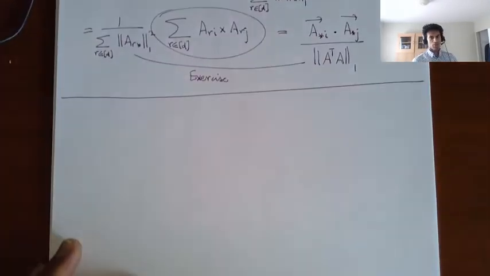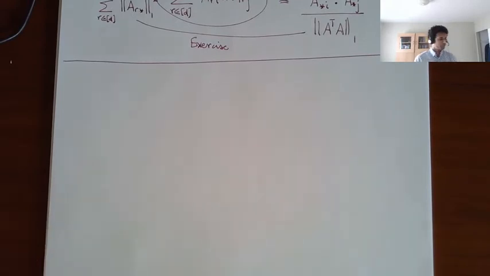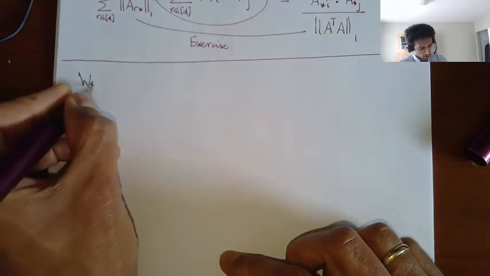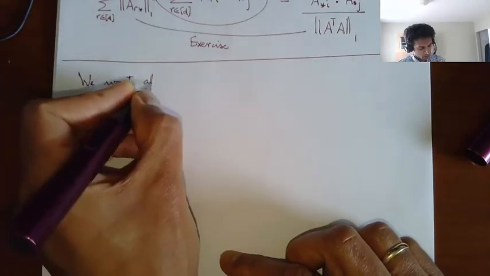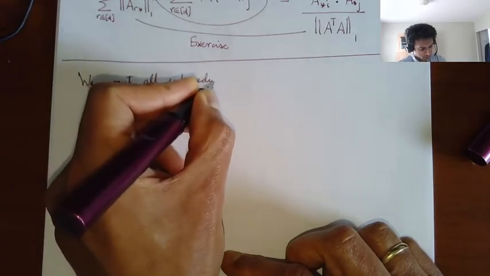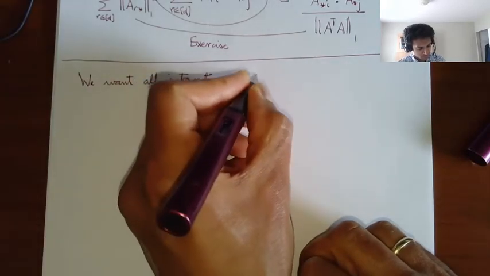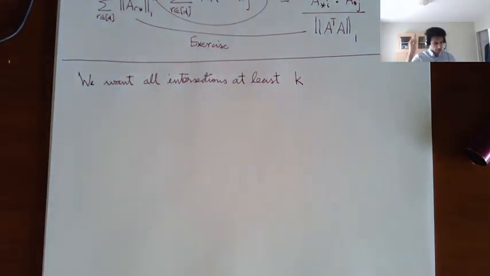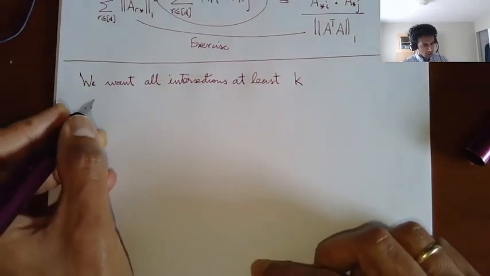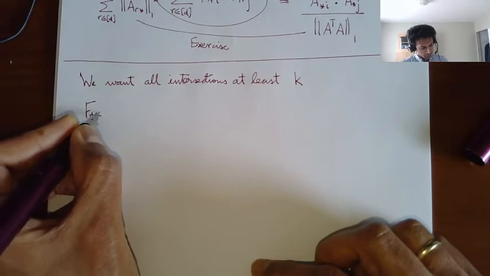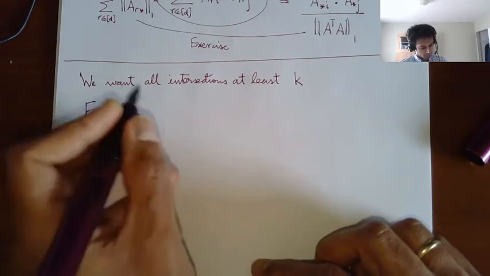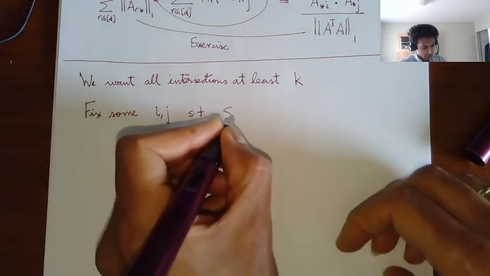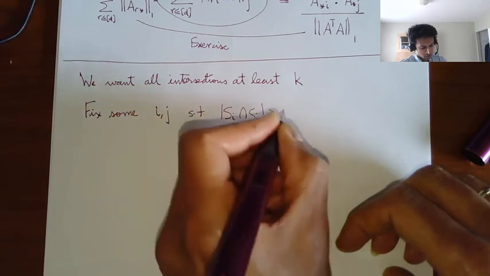Now we're going to start doing our favorite coin flipping type analysis. Let's say we want all intersections at least k. Okay, we want all intersections that are at least k. So fix some ij such that the size of S_i intersection S_j is at least k.